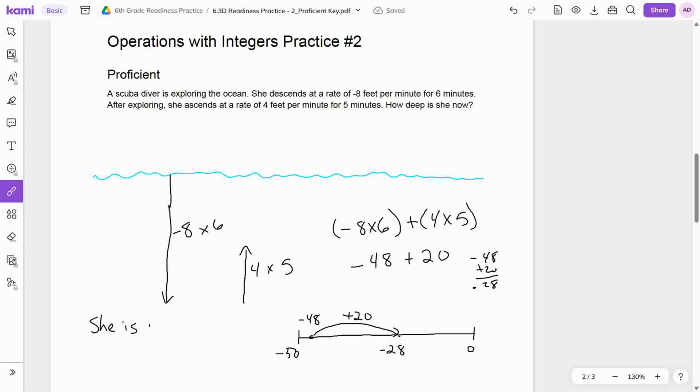So we can say for an answer, she is now at a depth of 28 feet. And that word depth really includes the word negative. You can also just say negative 28 feet. Either one of these works.